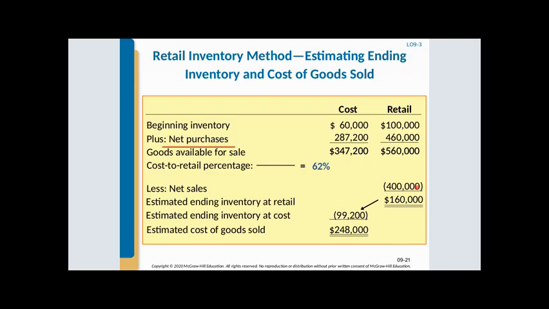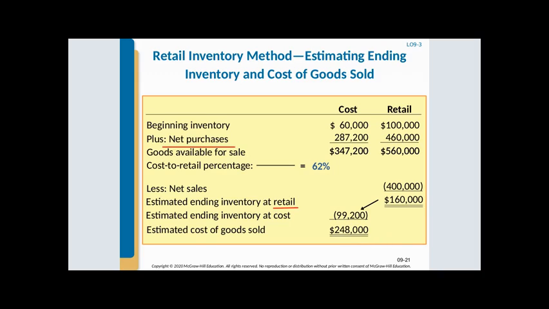And we have the amount of sales again. So if I subtract sales from our retail goods available for sale, I arrive at a retail inventory. And so if I multiply the 160,000 by the 62%, I have an ending inventory at cost, like a blended average. And then from there, I subtract that from our goods available for sale at cost, and I arrive at a cost of goods sold. So if I need to estimate my ending inventory, it is here. If I need to estimate my cost of goods sold, it is here.